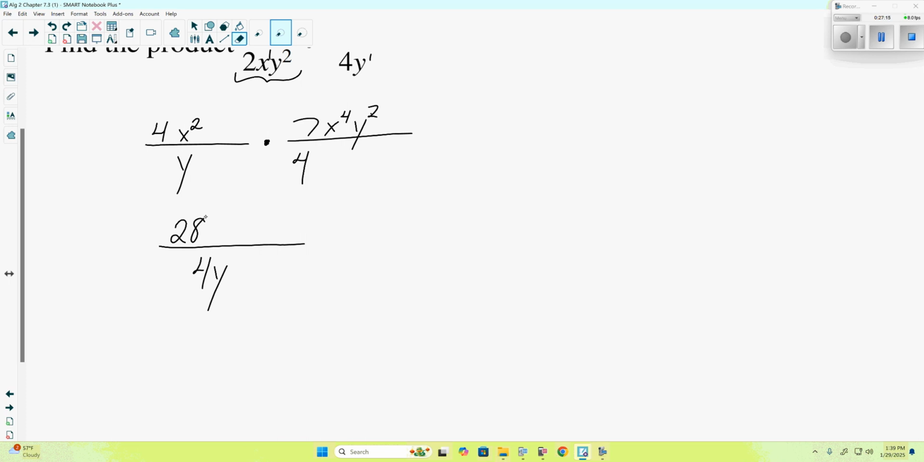When we multiply like bases, we add the exponents. So 2 plus 4 is 6. So x squared times x to the 4th would be x to the 6th. There's no y in the first one, but there are 2 of them in the second. So it just stays y squared.